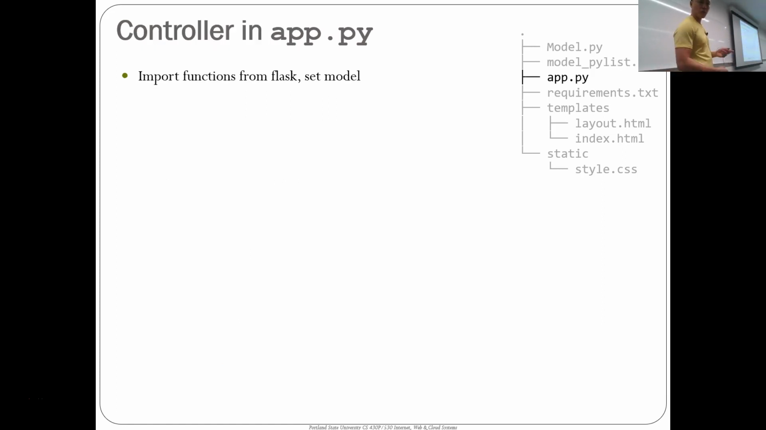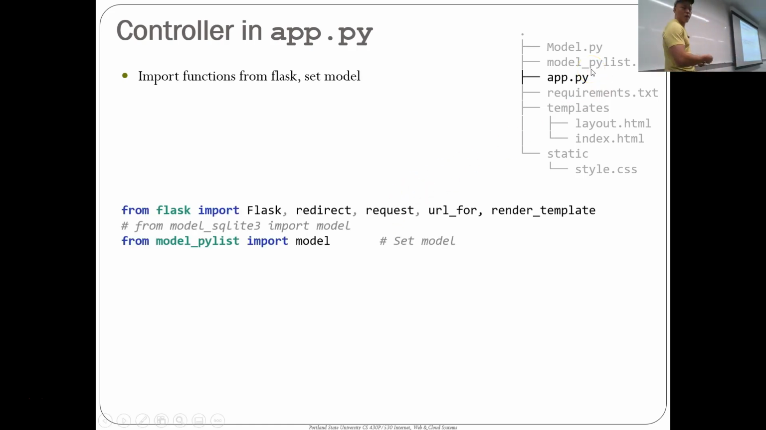Okay. So then I have the controller in app.py. It imports functions from Flask, and then set model, which is actually something in model.py, we'll get to. So from Flask, I'm going to import these particular parts of Flask. And these are utility functions to bind routes to names, to render the template in Jinja. So Flask has an interface to call the Jinja2 template engine, which is what render template is for.